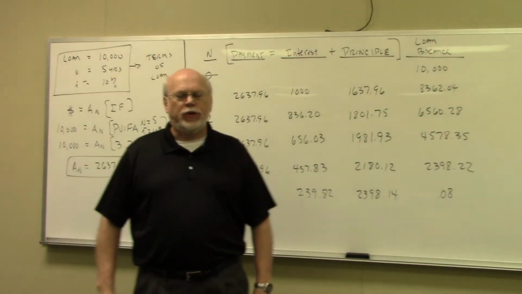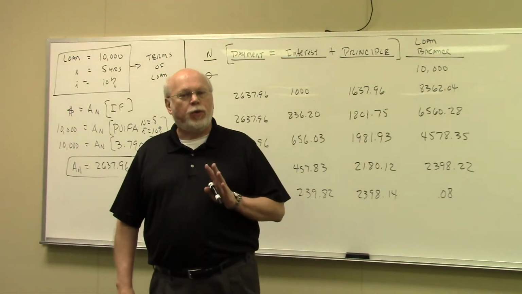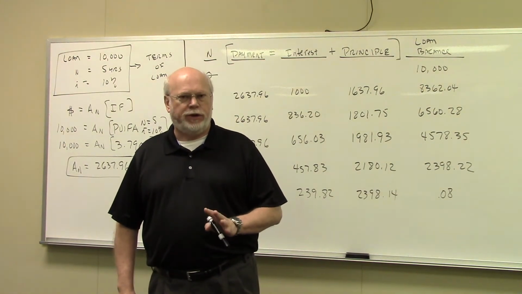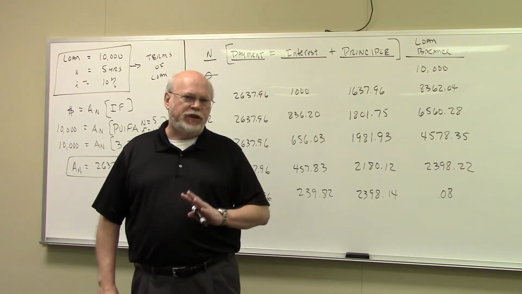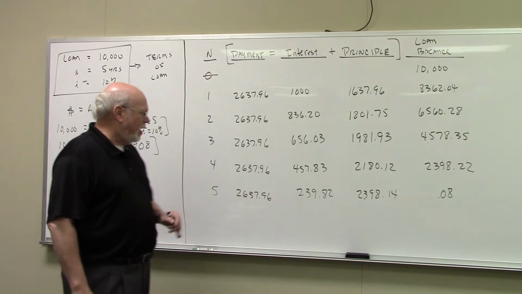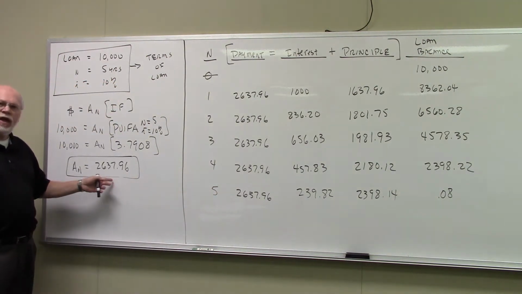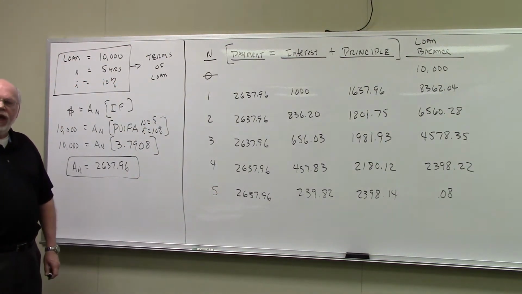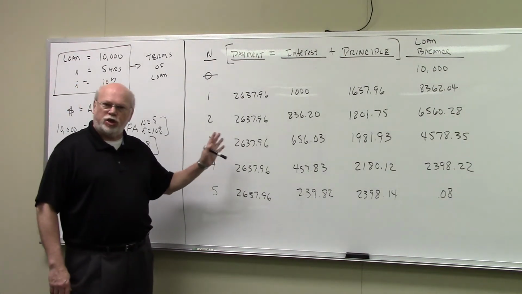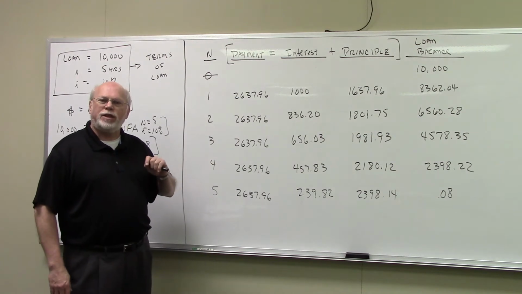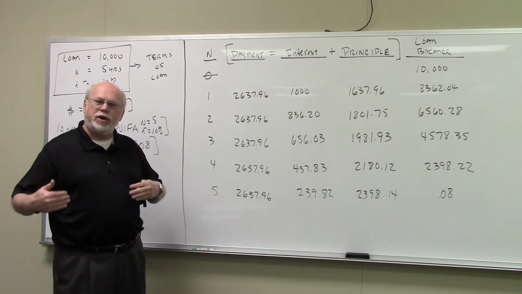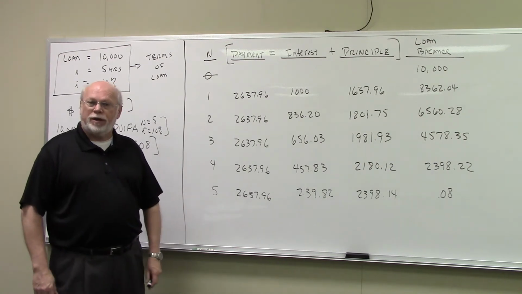Okay, now we're going to continue with our example here of a loan where we borrowed $10,000 for 5 years. Interest rate is 10% per year. Now, in the previous video, I showed you how to come up with the payments on the loan. And what we came up with was $2,637.96. And what I'm going to show you now is how you amortize the loan. That is, how do you break the payment down between interest and principal repayment in each period that you are making a payment.